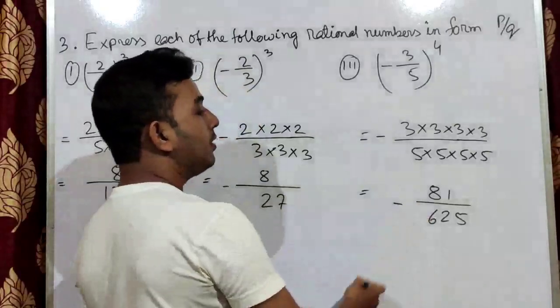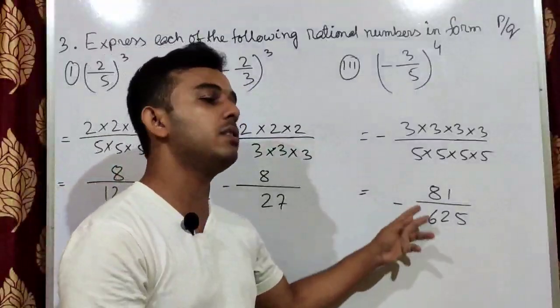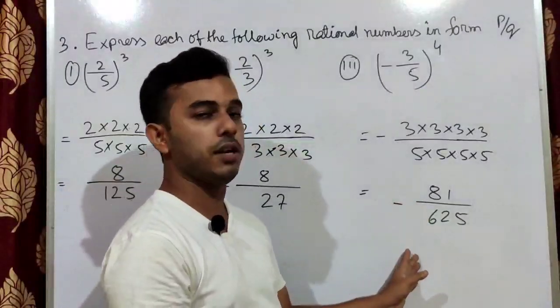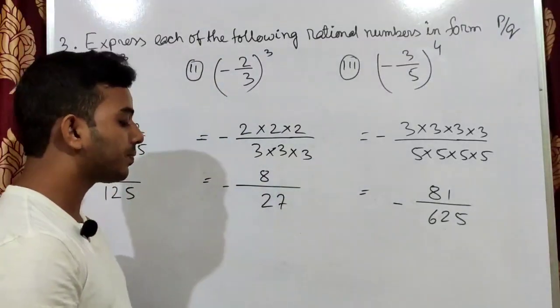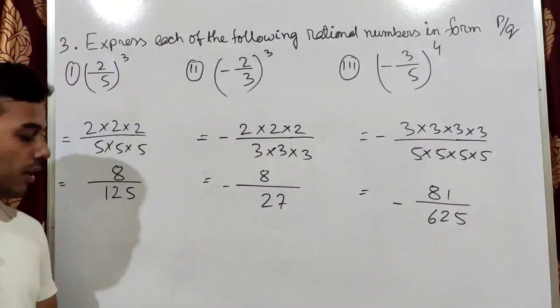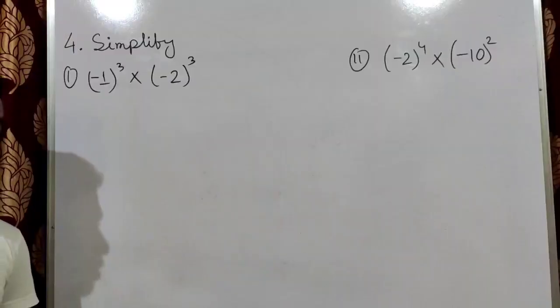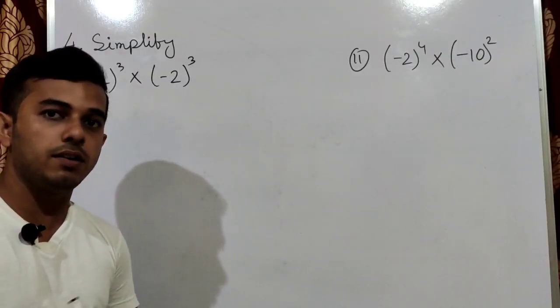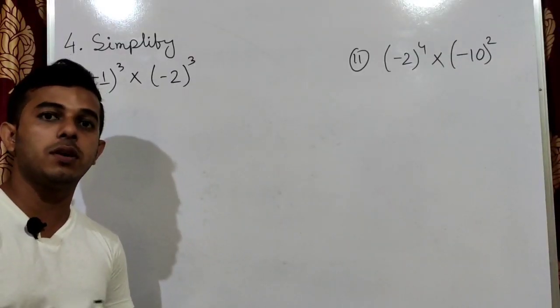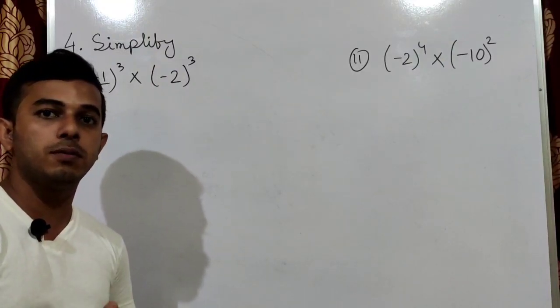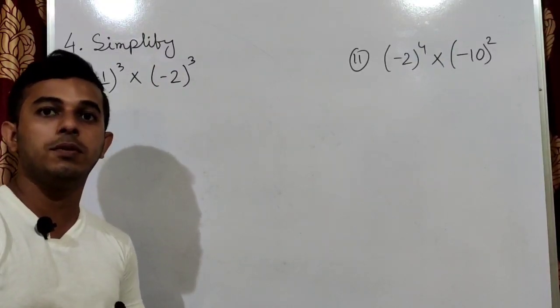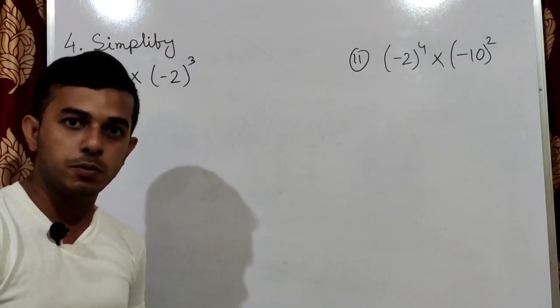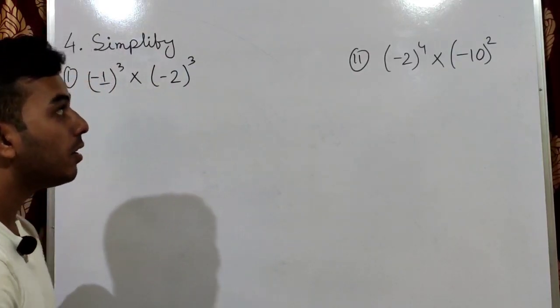That means this is in p by q form, right? And this is a rational number also. I hope you are getting it. If you have any doubt, you can ask me. Okay, till now we have solved many types of questions. That is, we have found the exponential form from a rational form, and then the rational form from the exponential form. Now it's time to simplify.